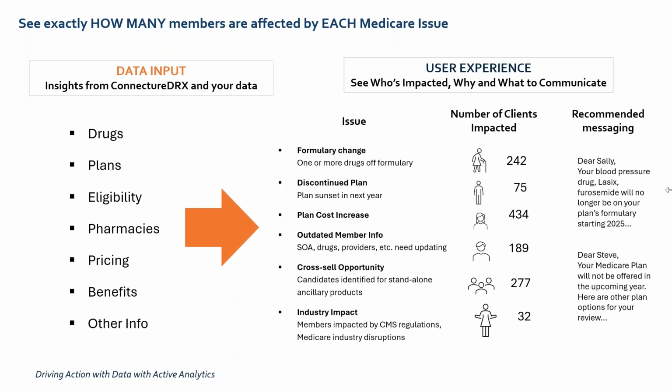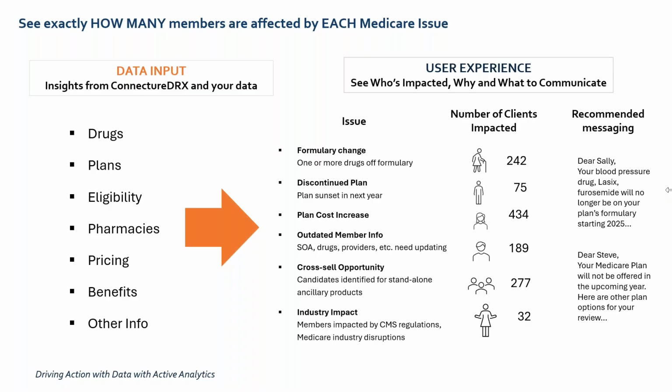And so what we're really doing at Connecture is combining our own powerful data with your book of business. From the Connecture side, that's information on drugs, plans, eligibility, pharmacy, pricing, to really identify specific issues that members may be facing. These issues or audiences might include formulary changes, plan discontinuations, rising costs, as I said, and for each issue, the platform shows you exactly how many members are affected.